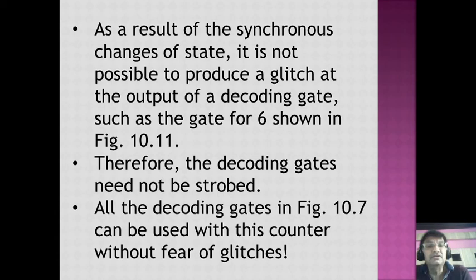As a result of synchronous changes of state, it is not possible to produce a glitch at the output of a decoding gate, such as the gate for 6 shown in the previous circuit. Therefore, the decoding gates need not be strobed, which was one of the solutions we used to remove the glitch in the asynchronous counter. All the decoding gates in figure 10.7 can be used with this counter without fear of glitches, and hence the output waveforms from the different decoding gates can be utilized as control signals for further circuits.